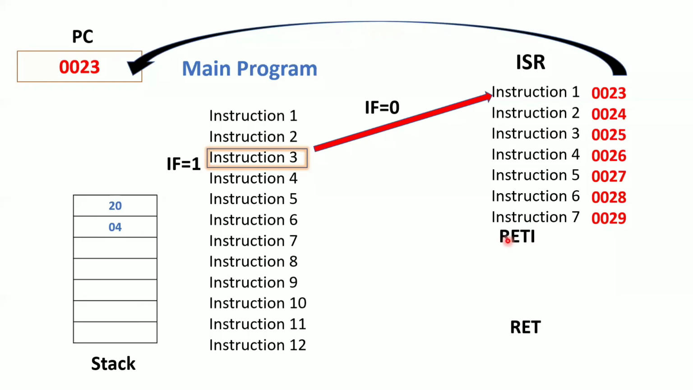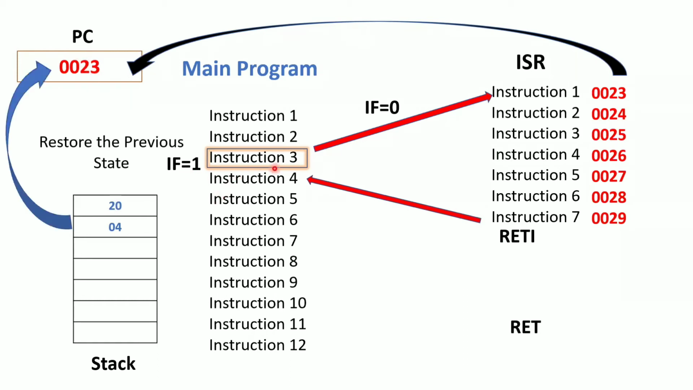Now this instruction also tells the processor, please restore your previous state. Where is the previous state of your main program? It is present in the stack, which means I need to load these addresses from the stack and store them into the PC, right? Why? Because I need to execute from the instruction 4 of your main program. Because during instruction 3 I have paused the main program. From instruction 4 I need to execute.